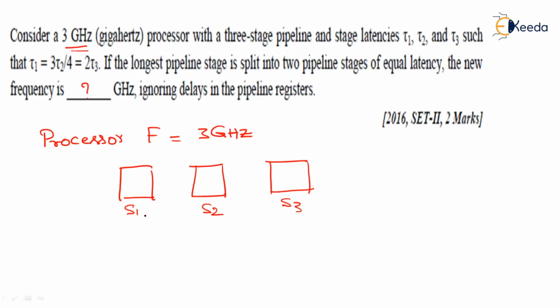That is, stage 1 latency is 3/4 of S2 and twice that of S3. That is, tau1, the first stage's latency, is 3 tau2 by 4, that means 3/4 of tau2, and equal to 2 tau3, that is twice that of tau3. So S1 latency is 3/4 of S2 and twice that of S3.